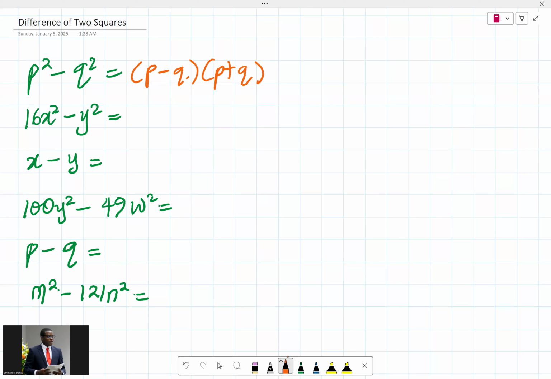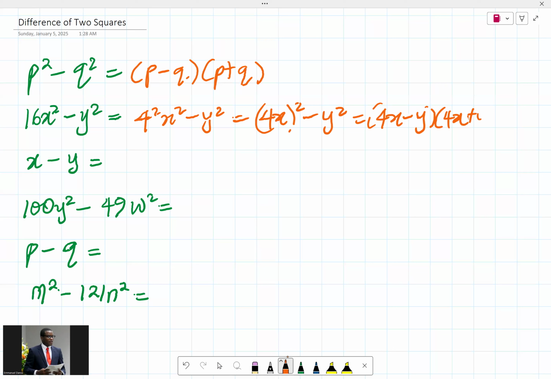Now, for the next one, you have 16x squared minus y squared. Now, you can see 16x squared and y squared, each of them is a perfect square. And 16 is 4 squared. So that is the same thing as 4x all squared minus y squared. Now, each part is a perfect square. So you can now say 4x minus y into 4x plus y. And that goes. All right.